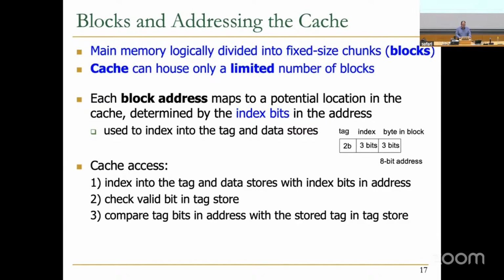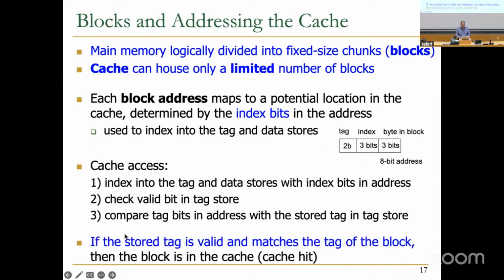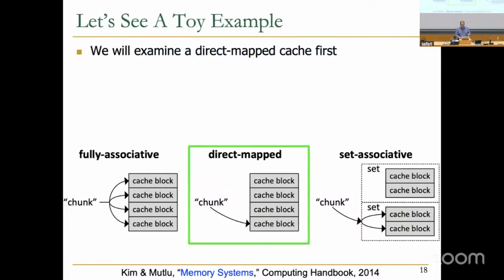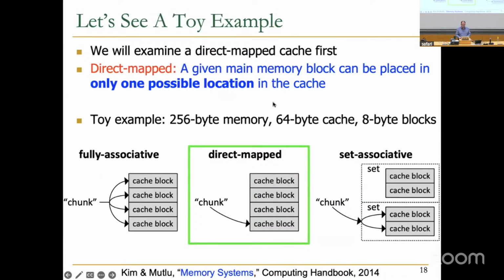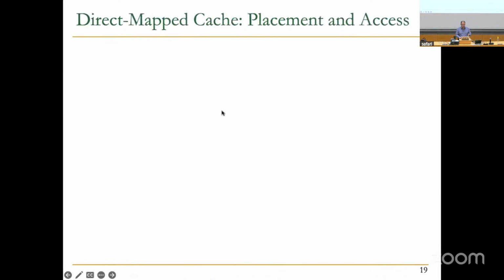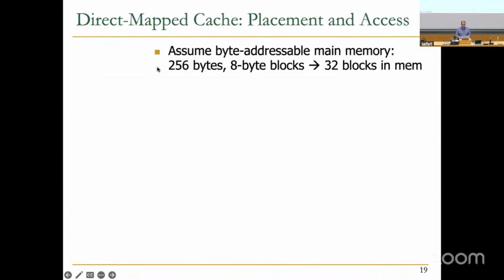Okay, the third step is to compare the tag bits in the address with the stored tag in the tag store. If the stored tag is valid and matches the tag of the block, then the block is in the cache, and we call it a cache hit. Okay, so let's work with our toy example. We will start with the direct mapped cache. A given main memory block can be placed in only one possible location in the cache. That's the definition of a direct mapped cache.